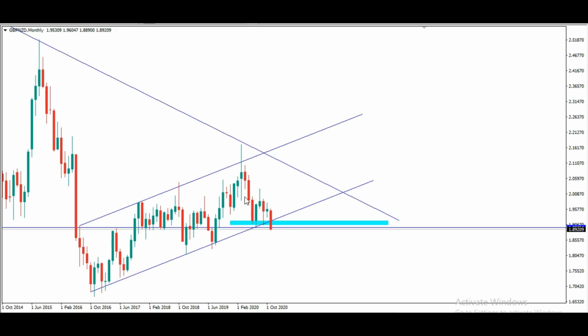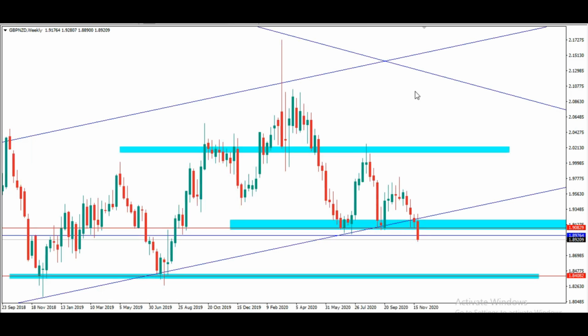However, we can see that this ascending channel is at the verge of being broken, so I can expect to see the price of pound NZD drop if this ascending channel stays broken. That's what we have from the monthly time frame. Alright, so from the weekly time frame, we can see that aside from this ascending channel, we have a very strong level of support right here.